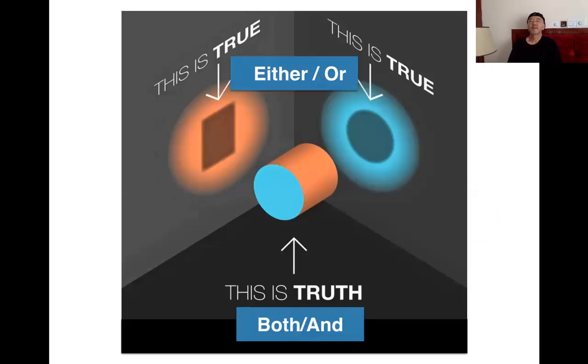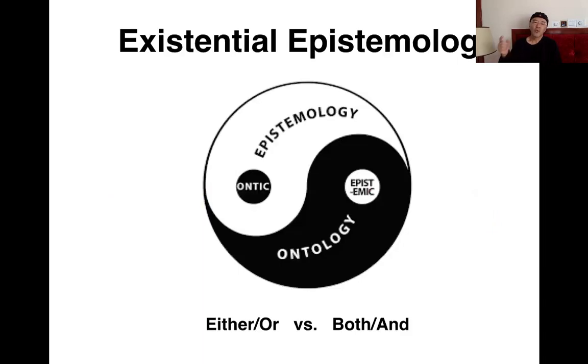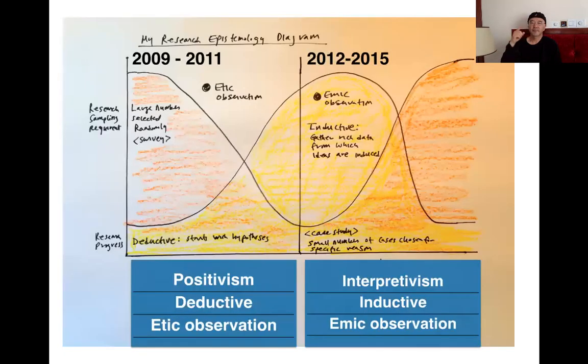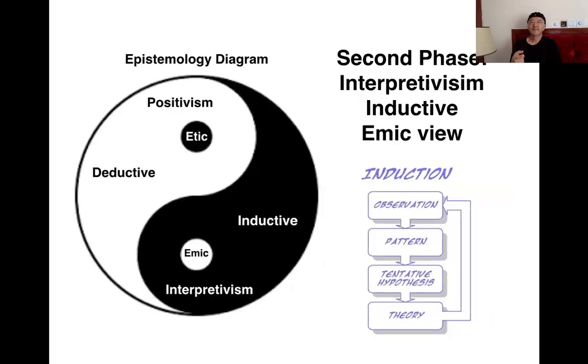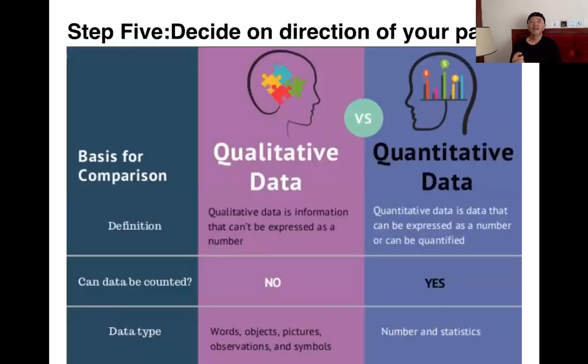It's called both-and. So on the whole understanding of my research, I started the research in 2009, and until 2011, I did deductive. I did more of the quantitative. And then I began to do inductive. I started doing qualitative. I started doing both, right? First part, and then I did inductive. So you have to make a choice. Do you want to do qualitative data or quantitative data?